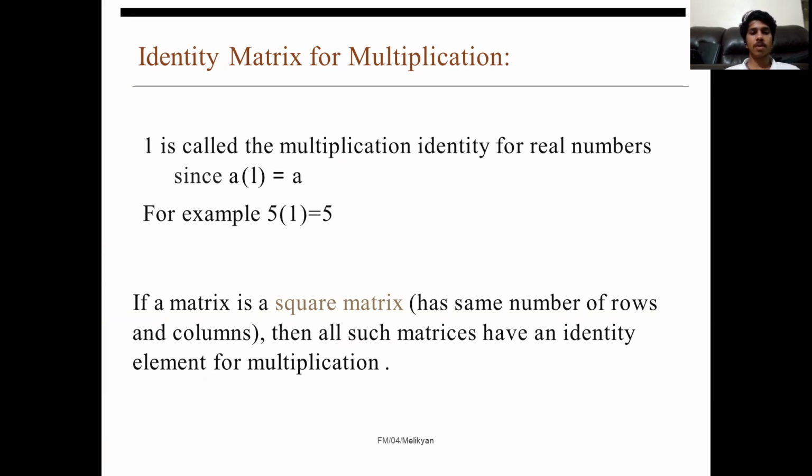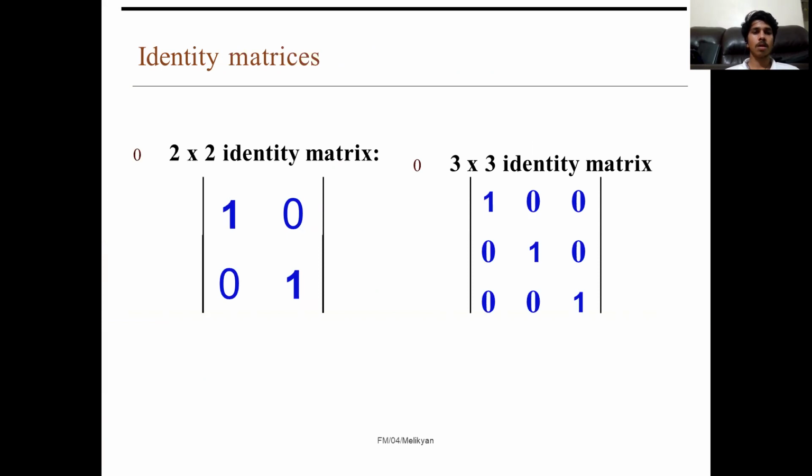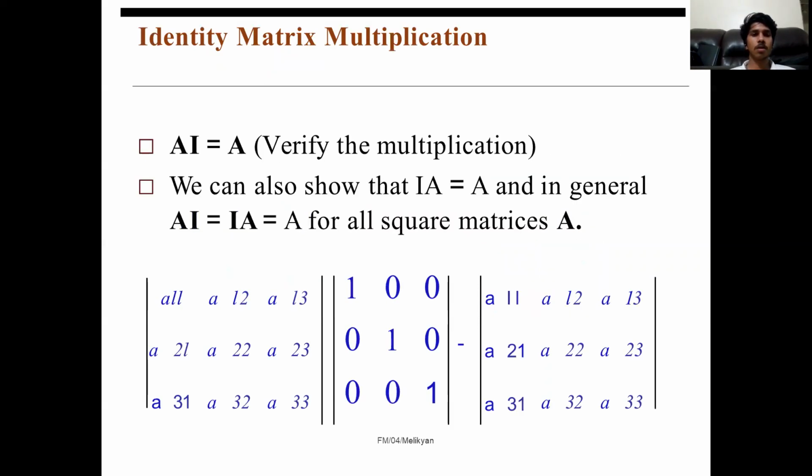If a matrix is a square matrix, having the same number of rows and columns, then all such matrices have an identity element for multiplication. Identity matrix: 2 by 2 identity matrix and 3 by 3 identity matrix. An identity matrix is nothing but a matrix whose diagonal elements are 1 and the rest of the elements are 0. Identity matrix multiplication: AI equals A. Verify the multiplication. We can also show that IA equals A. And in general, AI equals IA equals A for all square matrices A.